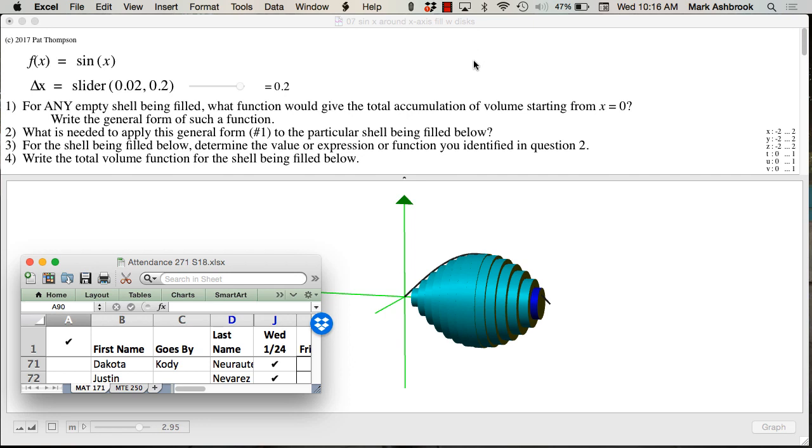So you mean like sigma? So we want exact total accumulation. So what would that be? Okay. No, any volume function, right? So we don't have one. So how can we represent that? What do you want to put here that means any?